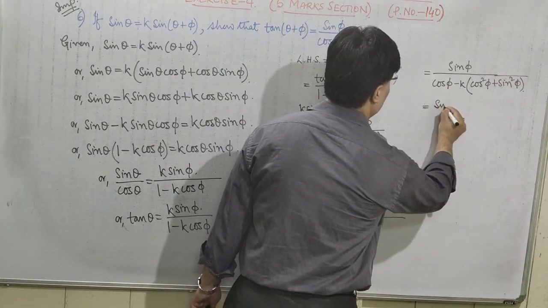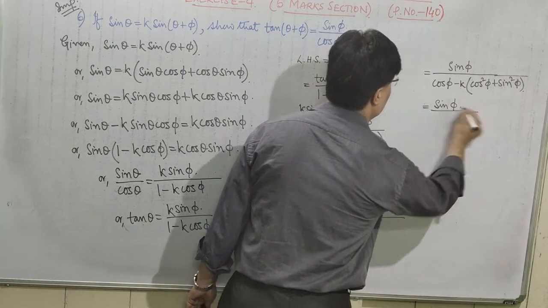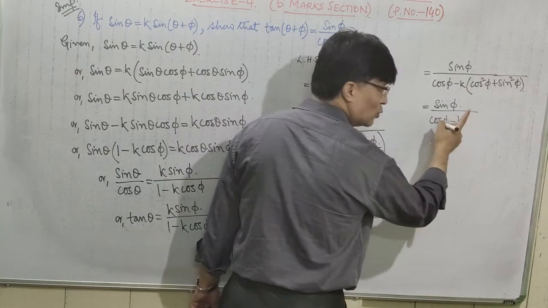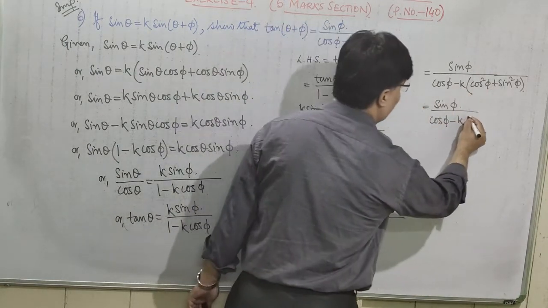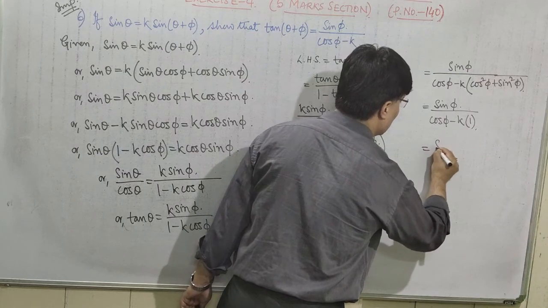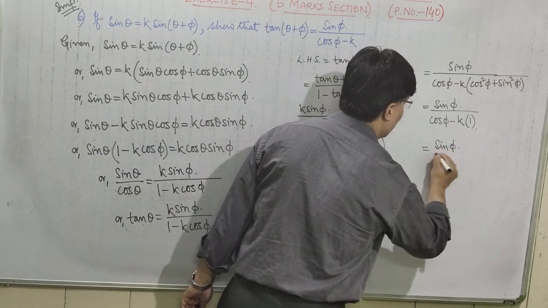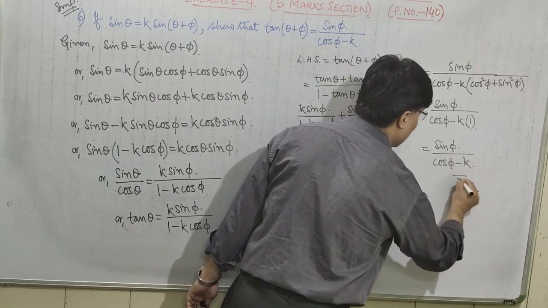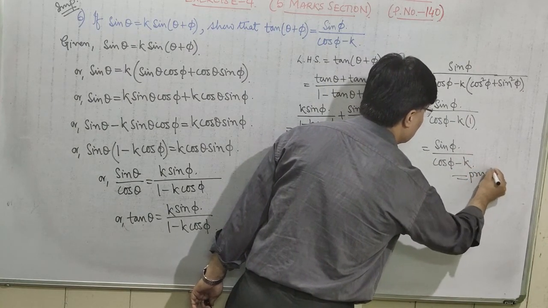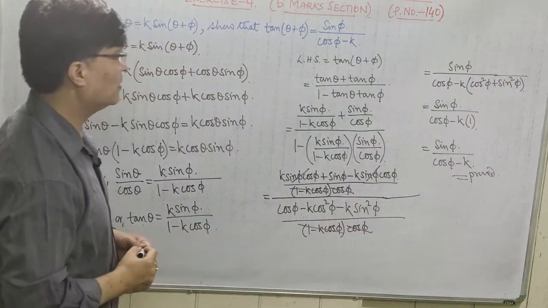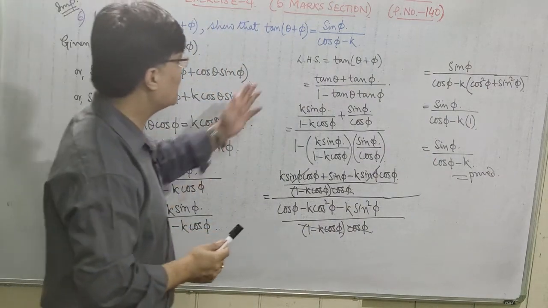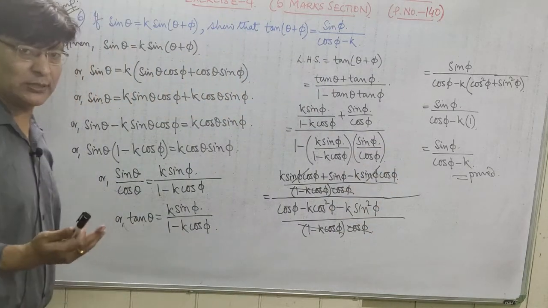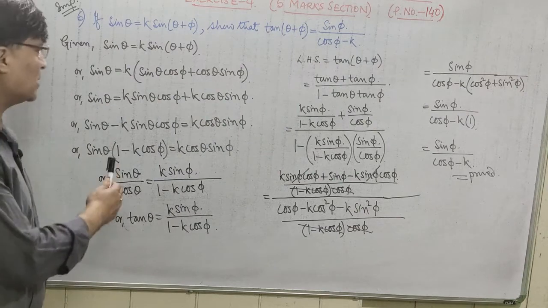So which is equal to sin phi divided by cos phi minus k into, what is cos square phi plus sin square phi? That is your 1. So this is sin phi divided by cos phi minus k. So it is proved. I think you have understood it. So we have proved that this left hand side is equal to sin phi divided by cos phi minus k.